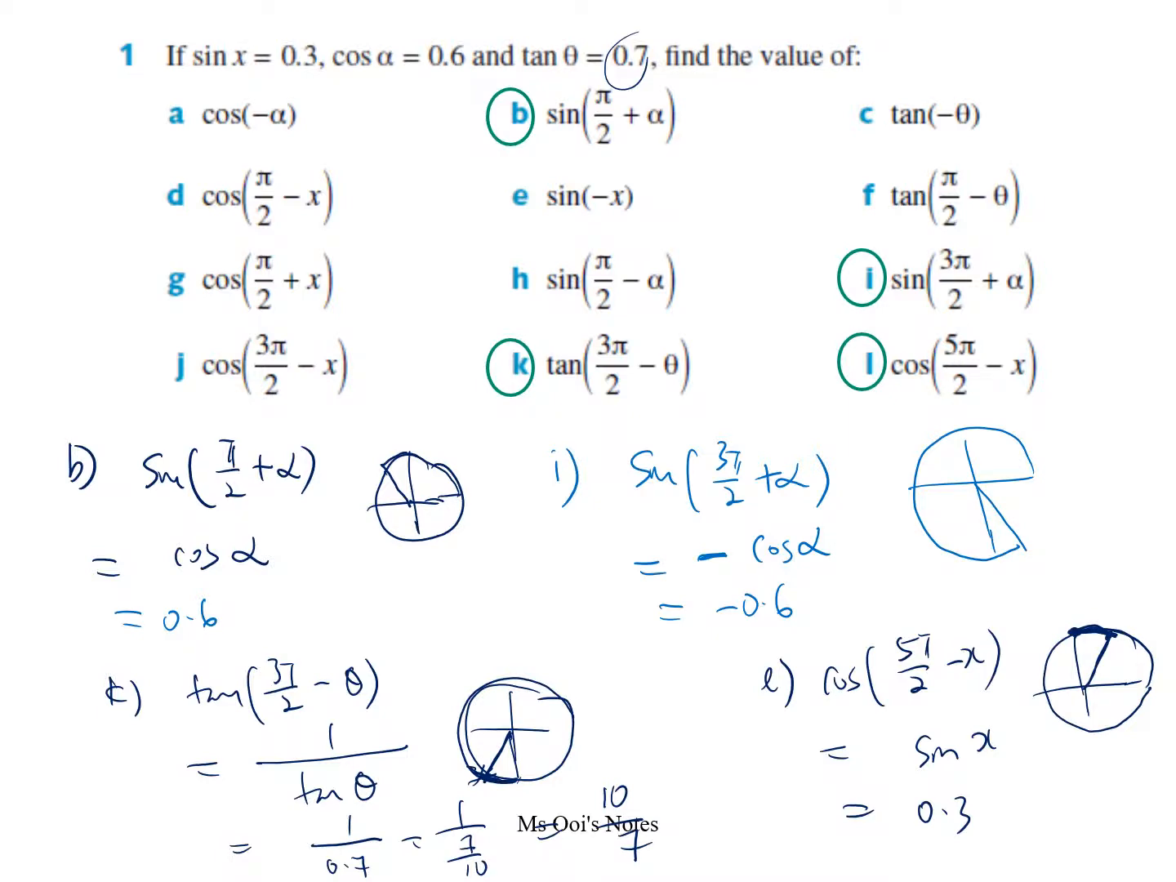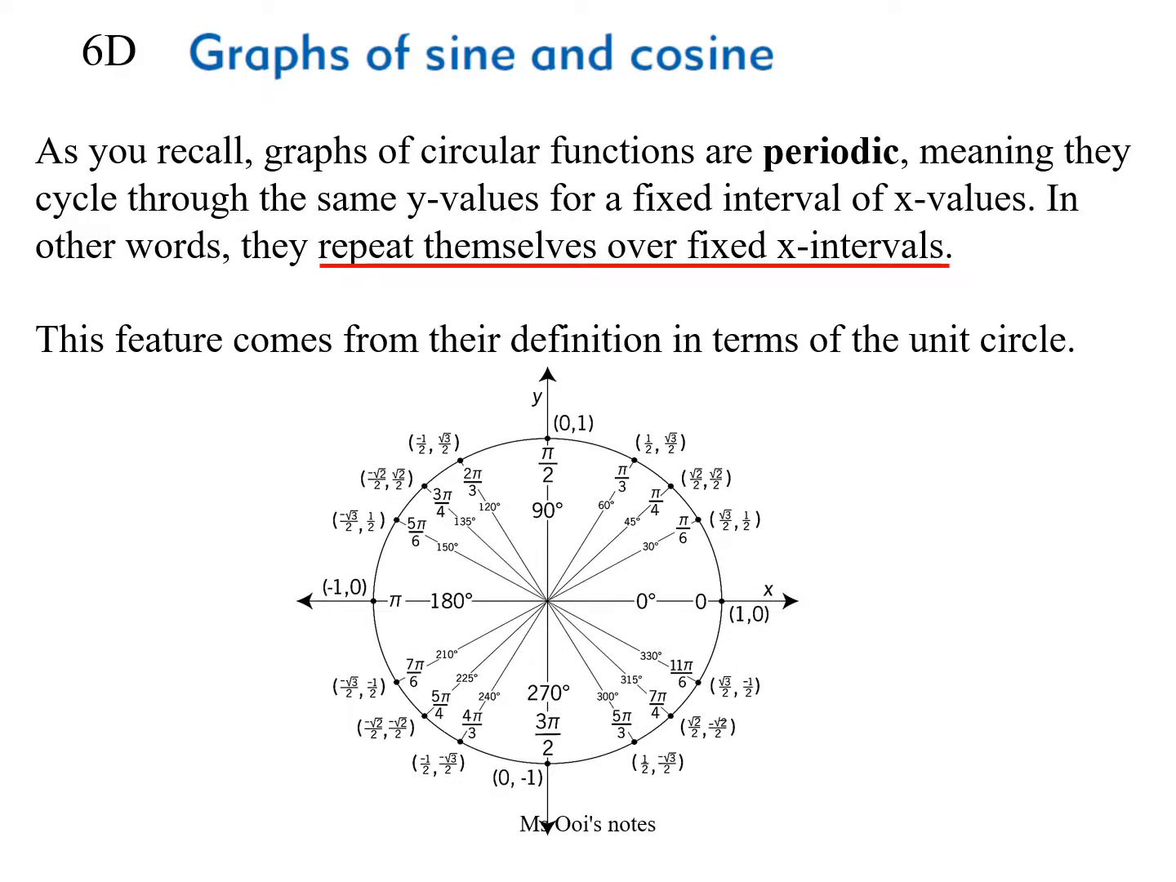Let's move on. All right, let's start 6D, graphs of sine and cosine. As you recall, the graphs of circular functions are periodic, meaning that they cycle through the same y values for a fixed interval of x values. In other words, they repeat themselves over a fixed x interval.